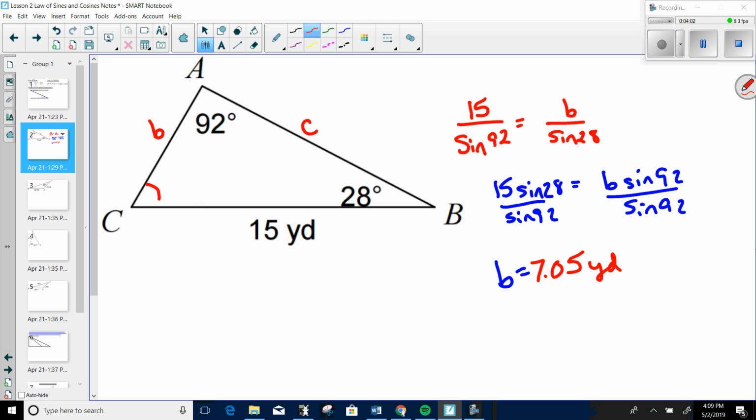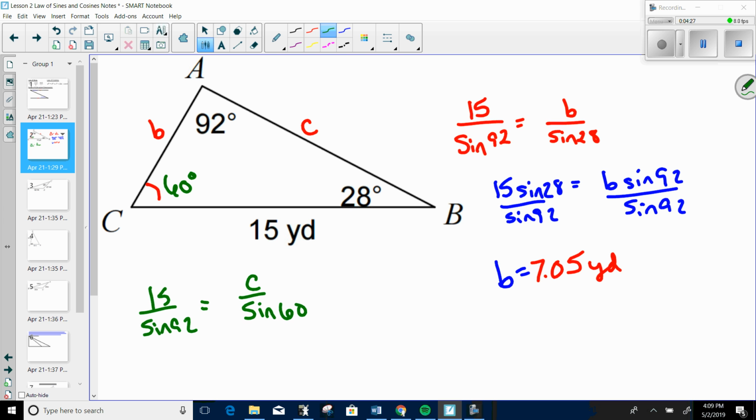Do the exact same process to find C. So how are we going to find C? Well, we know that angle C is going to be 60 degrees because three angles of a triangle have to add up to 180. 180 minus 92 minus 28 is going to be 60. So I set up 15 over sine 92 equals C over sine of 60.